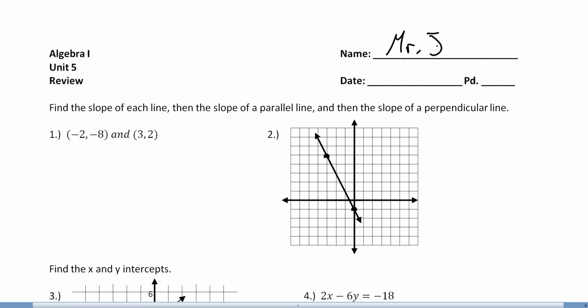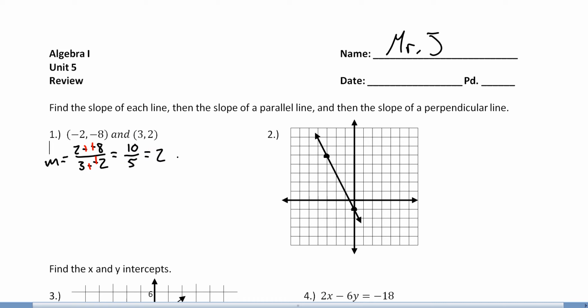If we look at these first two, they ask us to find the slope of the line, then the slope of the parallel line, and then the slope of the perpendicular line. So this first one, if we're given 2 points, we're just going to use our slope formula. So I just do y2 minus y1 over x2 minus x1. And again, just be careful with your signs here, especially as you're subtracting and you're dealing with negatives. This becomes adding the opposite, this becomes adding the opposite. So I end up with what looks like a 10 over 5, which is a 2.